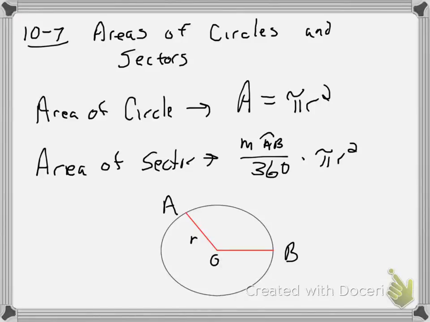10.7 is about areas of circles and sectors. To find an area of a circle, you take area equals pi r squared. When you find the area of a sector, it's the same thing we just did with length of arcs, except you're multiplying by r squared. Actually, you're multiplying by the area as opposed to the circumference. So basically the same thing as we're doing here.